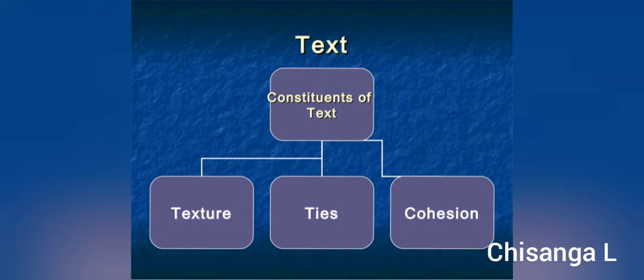So in a text, in a piece of discourse, what is contained? That is what the diagram is showing us here. It's showing us the constituents of a text. What is contained in a text? What is contained in a piece of discourse? Number 1, we have what we call texture. Texture is the linguistic feature that is present in a passage.